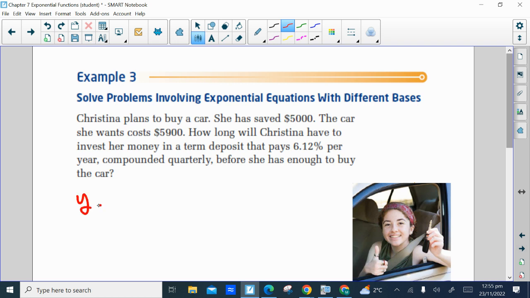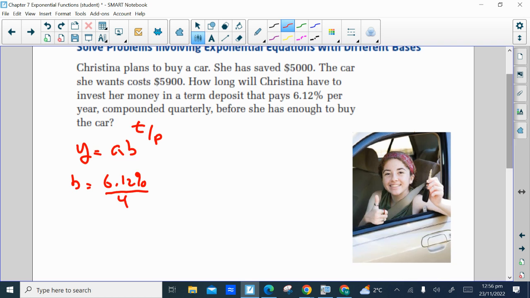So the formula that we are given on the formula sheet, again, we saw this yesterday, is y equals a times b to the power t over p, where t is the time, p is the growth period, and b we saw was the growth rate. And so in this case, she gets 6.12% per year, but it's compounded quarterly. So to find b, we have to take the 6.12% and divide it by 4, because it's compounded quarterly, which is 4 times a year.